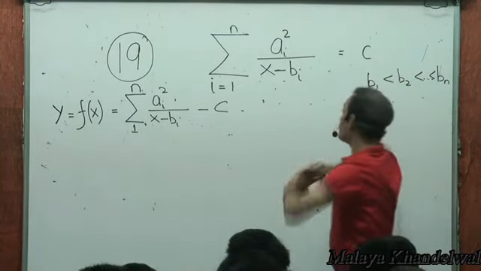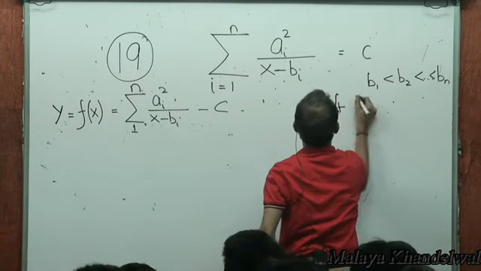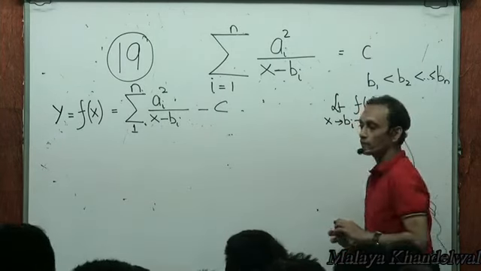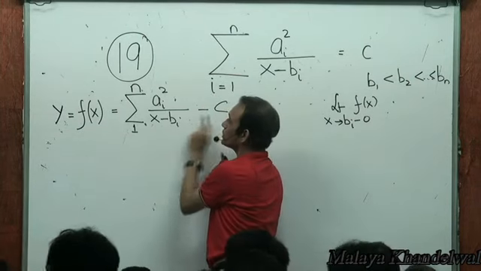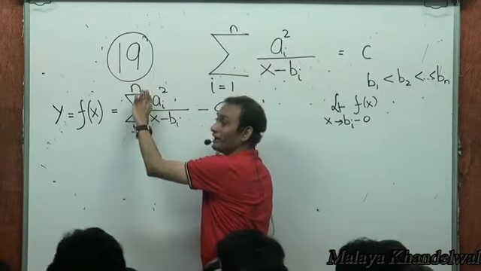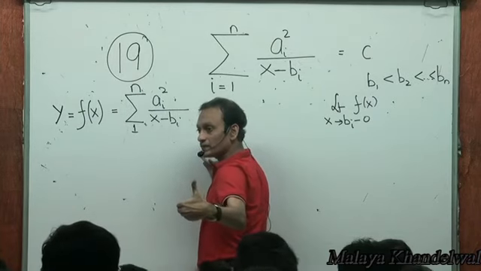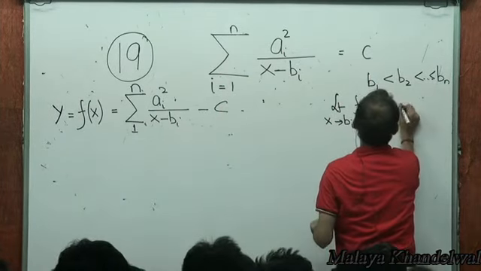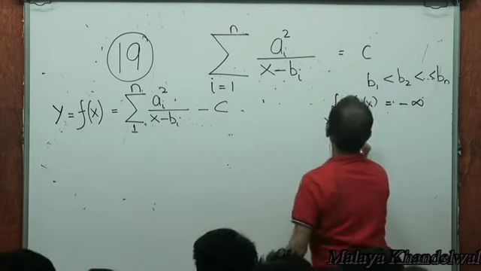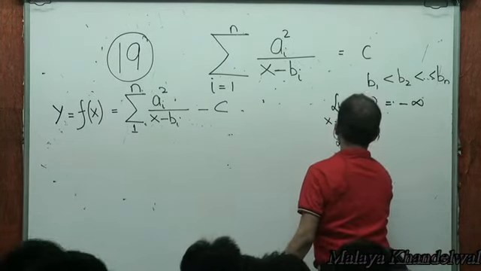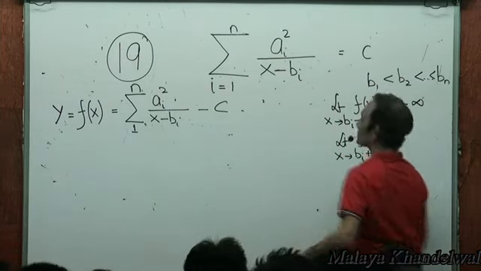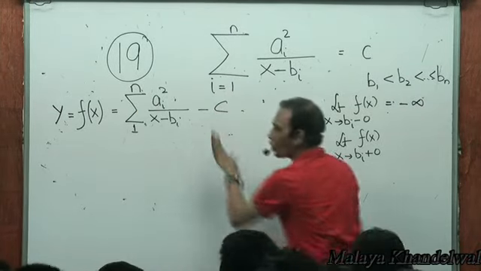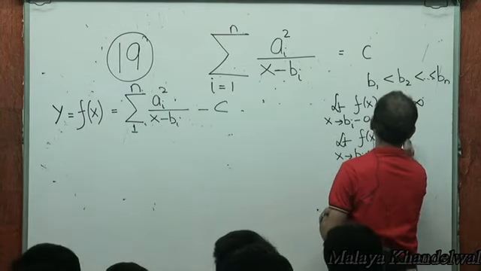See, what I mean is, limit f x, x tends to bi from the less than bi side. When x is less than bi, this is a finite number, and this will be negative and very large. So this will be minus infinity. Yes or no? F x will tend to minus infinity when x tends to bi from the less than bi side. Similarly, limit f x, x tends to bi from the greater than bi side, this will tend to plus infinity. This is a finite number anyways, so it will not alter plus infinity or minus infinity.